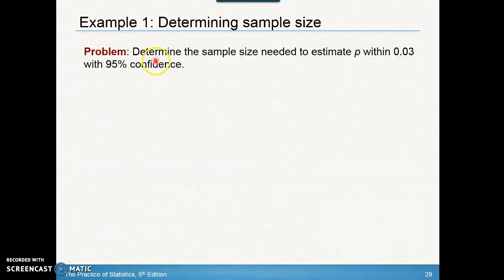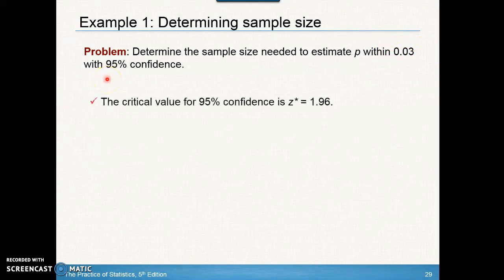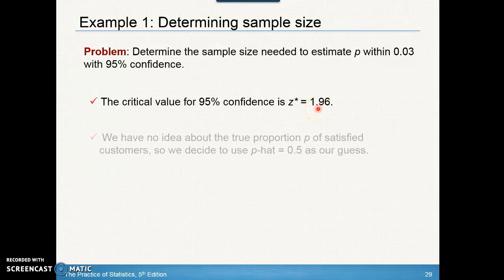So in this case, you are given your p-hat value. All right, so we're trying to determine the sample size needed to estimate our population proportion within 0.03 for our margin of error with a 95% confidence. Our critical value for 95% confidence is 1.96. Hopefully you have that memorized by now.